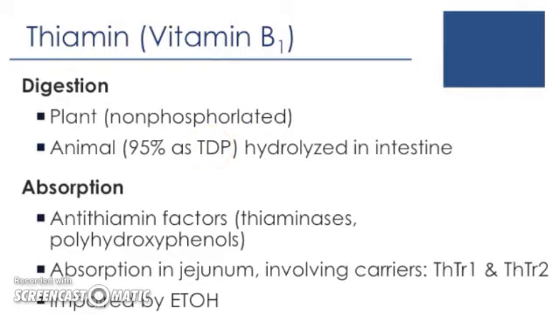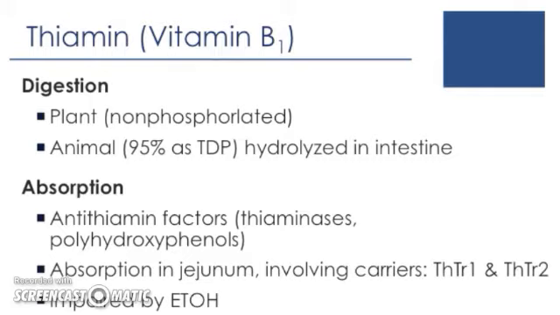We'll talk now about the process of absorption. We see that thiamine is absorbed through the jejunum, involving carriers THTR1 and THTR2. This is an active transport process, again through these carriers THTR1 and THTR2 found in the brush border membrane of the small intestine. THTR1 is also embedded within the basolateral membrane of the small intestine, which then allows for transport from the enterocyte into circulation.